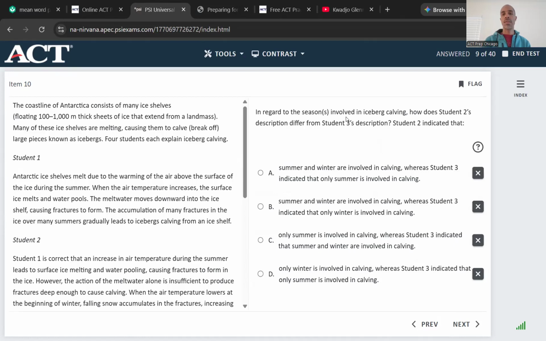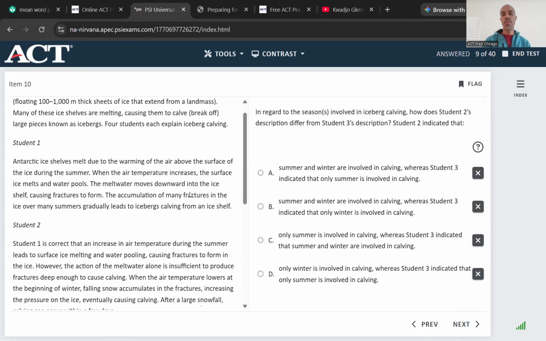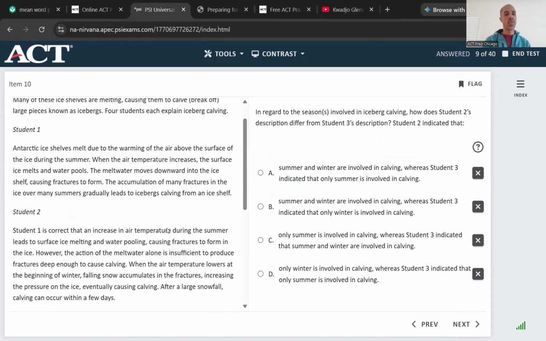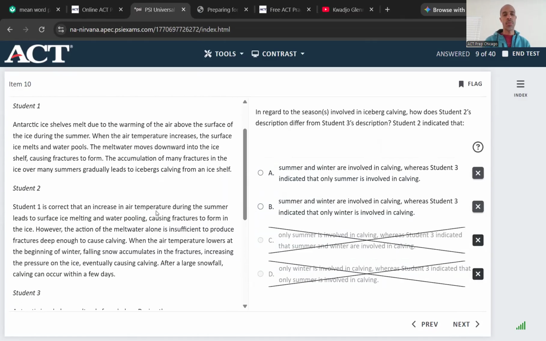In regard to the seasons involved in iceberg calving, how does student two's description differ from student three's description? In regards to the seasons, student two indicated that summer and winter are involved in calving, whereas student three indicated only summer is involved. So student two says it's the air temperature and the snow. So summer and winter are involved. Student one's correct that an increase in air temperature during the summer, but then you got the winter as well. They talked about that.